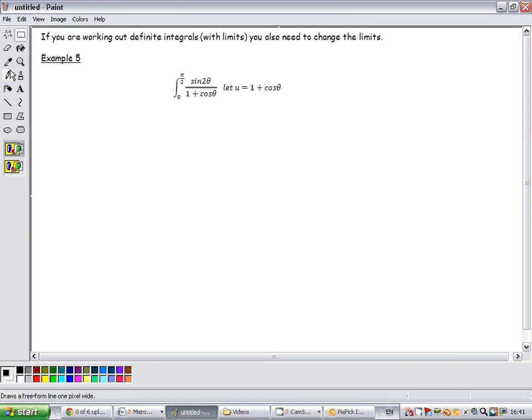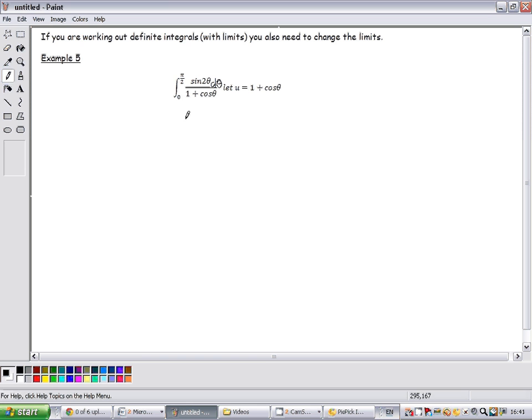Integration, example 5. Now in this example we've got a definite integral, so we need to, as it says here at the top, also change the limits so that they're in terms of the new variable. Now again, I've noticed here that there's a d theta missing, so make sure you insert that in. That's really important obviously on these questions.